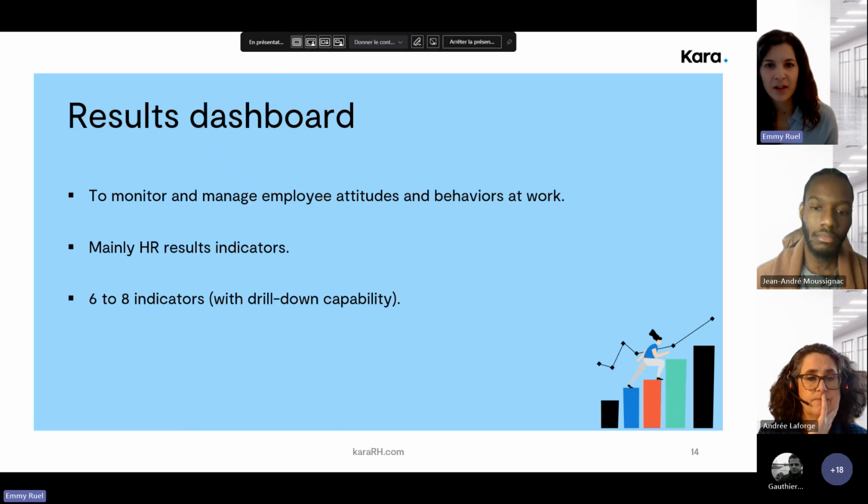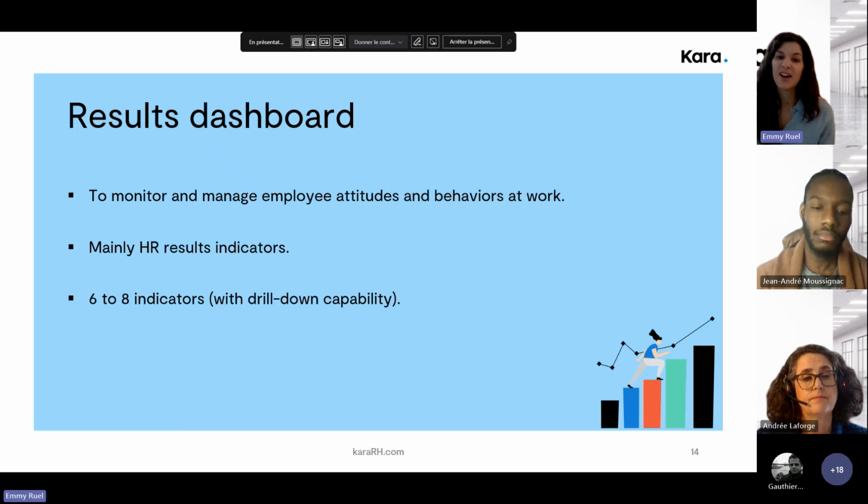The second type of dashboard is the results dashboard. That one will measure the effectiveness of the human resources function, okay? The purpose of the results dashboard is to measure the achievement of the HR department objectives, okay? They track employee attitude and behaviors.